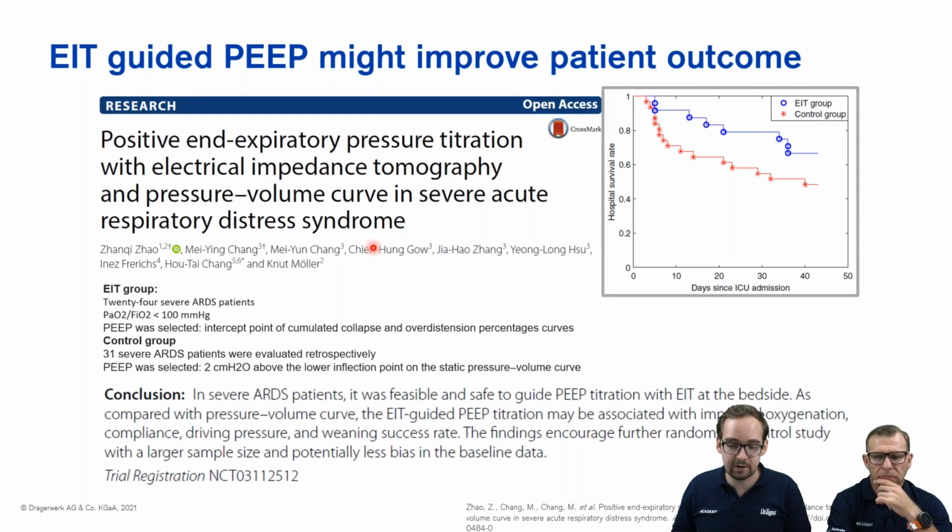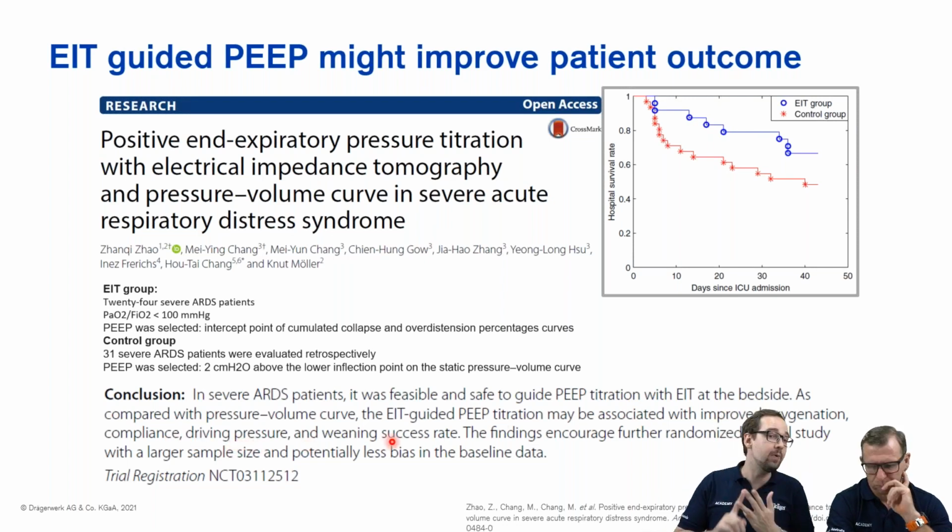And there were several studies already looking at this EIT-guided PEEP selection. You will actually find a lot of literature on this. But when we're comparing EIT-guided PEEP, for instance, with a low-flow PV loop-guided PEEP in ARDS patients, we can see significant improvements in the EIT group: improved oxygenation, better compliance, lower driving pressure, and a higher weaning success rate.